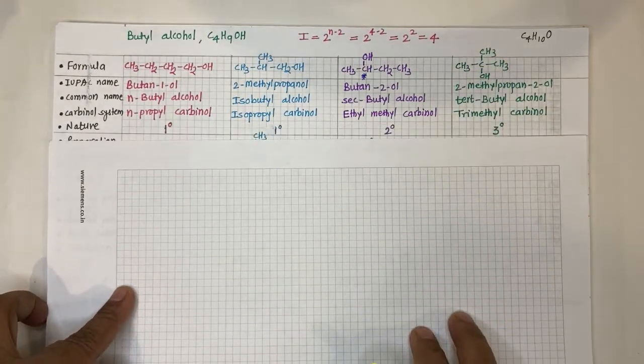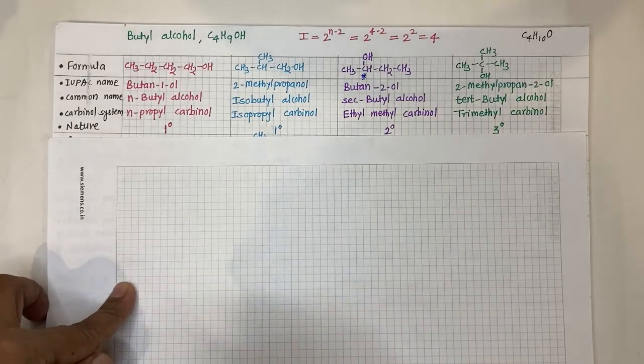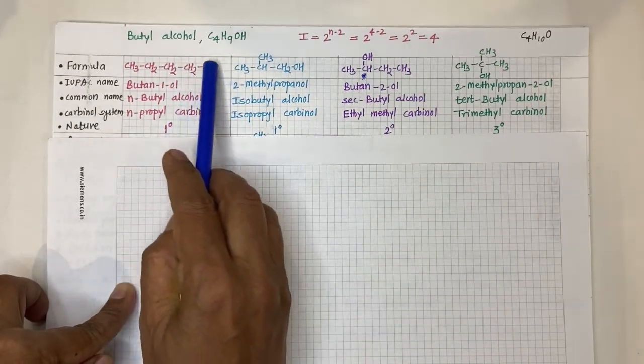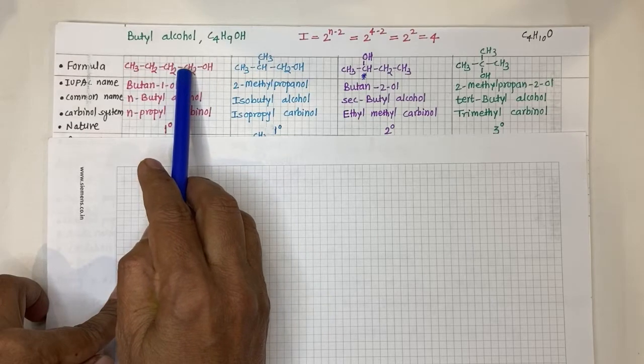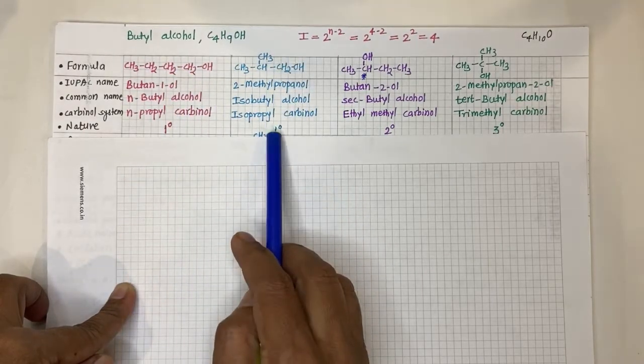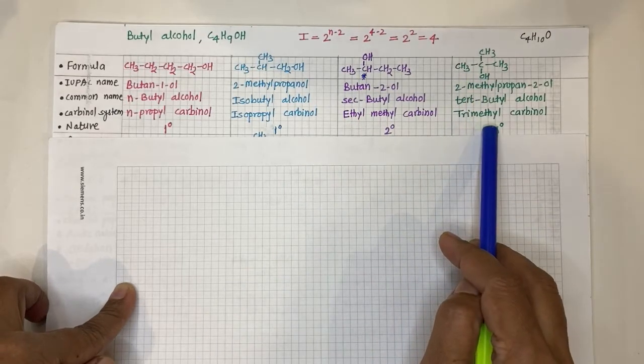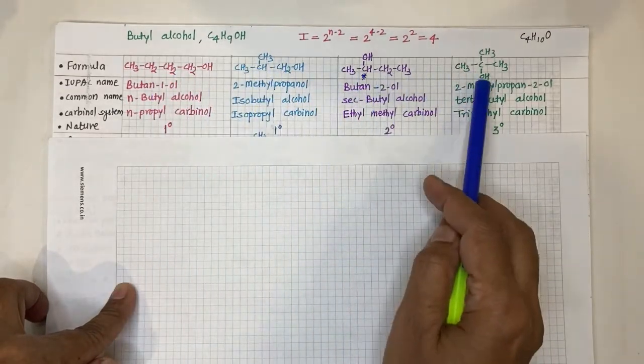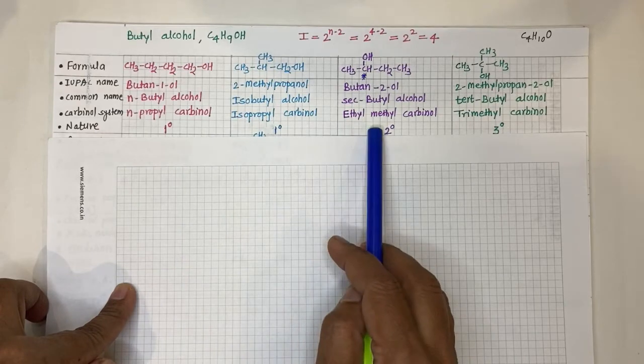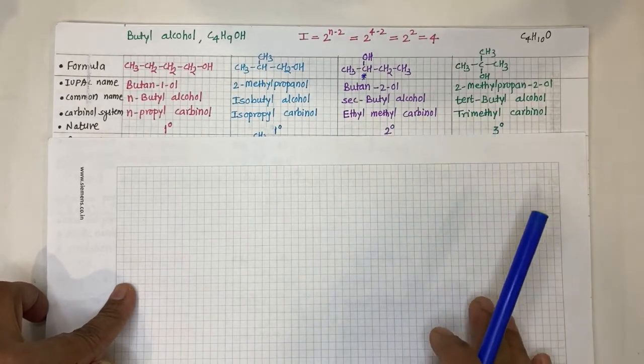Okay, next, now their nature. This is a primary alcohol, the OH group is attached to a primary carbon. This is also primary. This is secondary and this one is tertiary. That is, out of these 4 isomers, 2 are primary, 1 is secondary and 1 is tertiary.